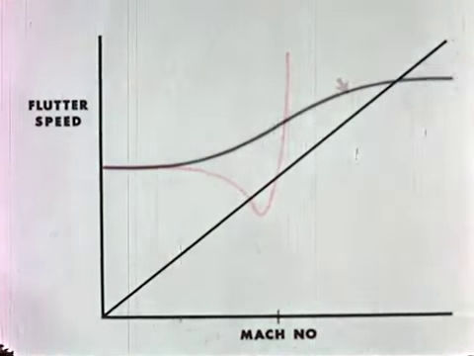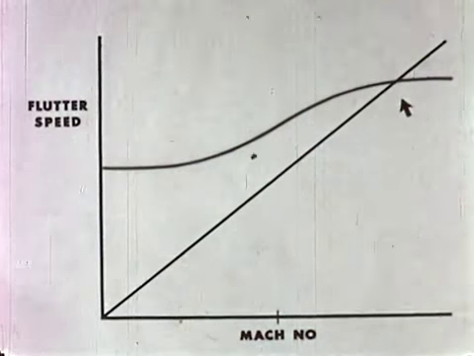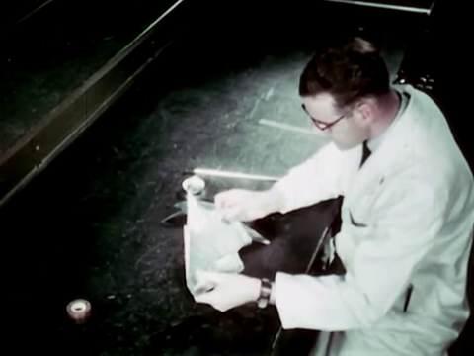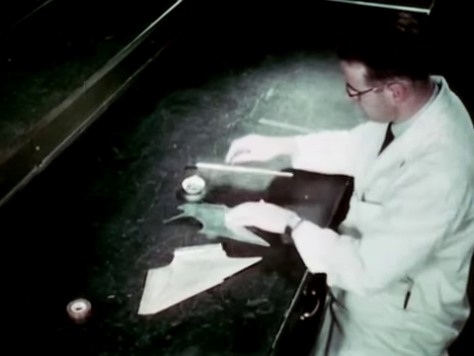If the compressibility effect took this form, however, flutter would occur at a higher speed. Due to the uncertainties of calculation over the transonic range, it was decided to carry out a transonic flutter test of the Arrow wing. The transonic models were structural replicas with a thinly skinned box as the primary structure.